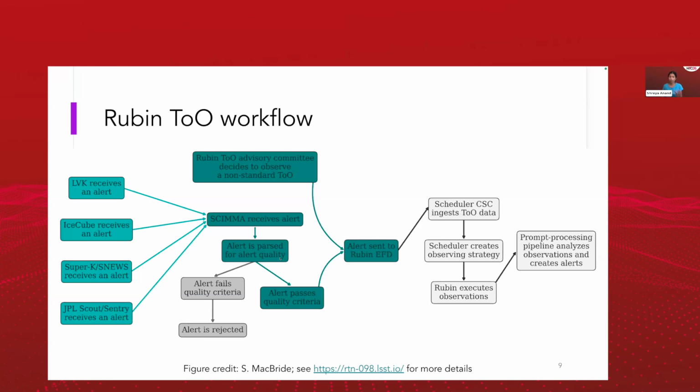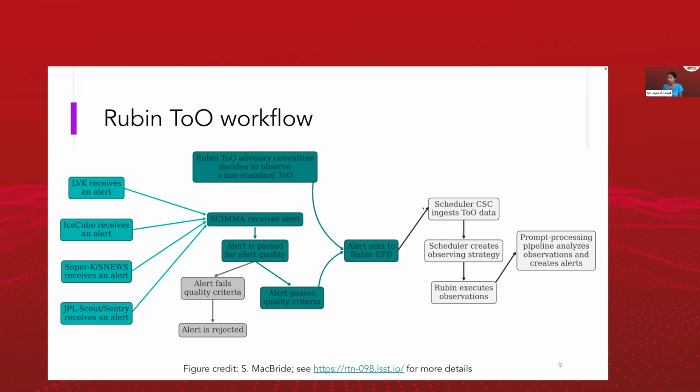So as spoken about in the previous talk, we have set some strict triggering criteria for each of these alert types. And only if they satisfy these triggering criteria, such as passing a particular false alarm rate or other properties, we would actually trigger on it. Otherwise, it would be rejected. And so when an alert passes these quality criteria, then it's automatically ingested into the Rubin engineering facilities database.